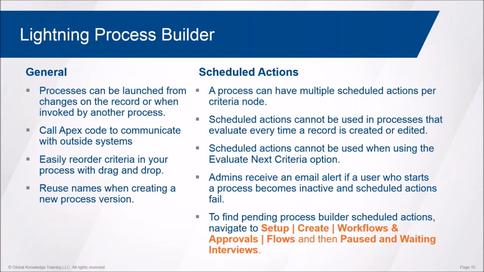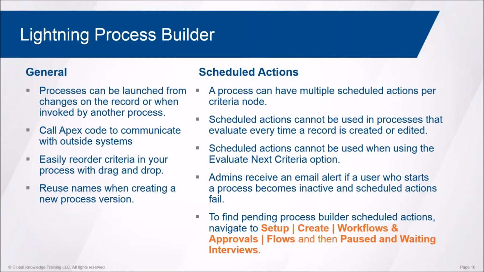We can reuse names when creating a new process version. As I mentioned, there's this idea of versioning in the Lightning Process Builder that allows us to see the history of a process and how that's led up to how we currently automate a specific process. And I can reuse the names for that Lightning process as I go through the versioning of it.